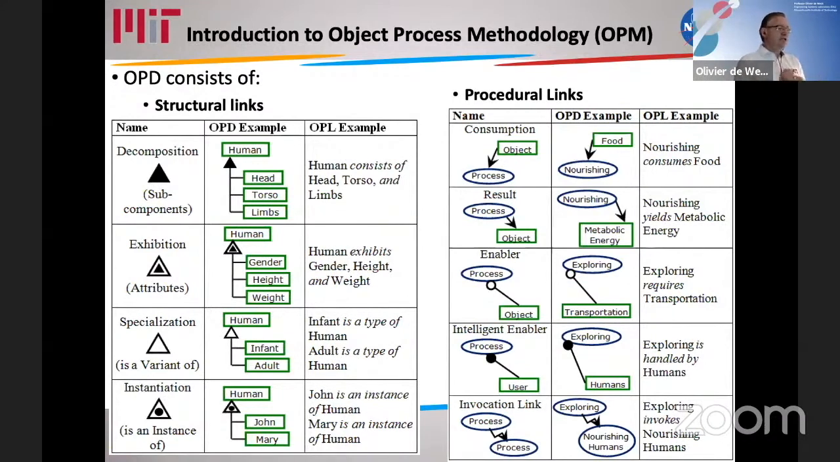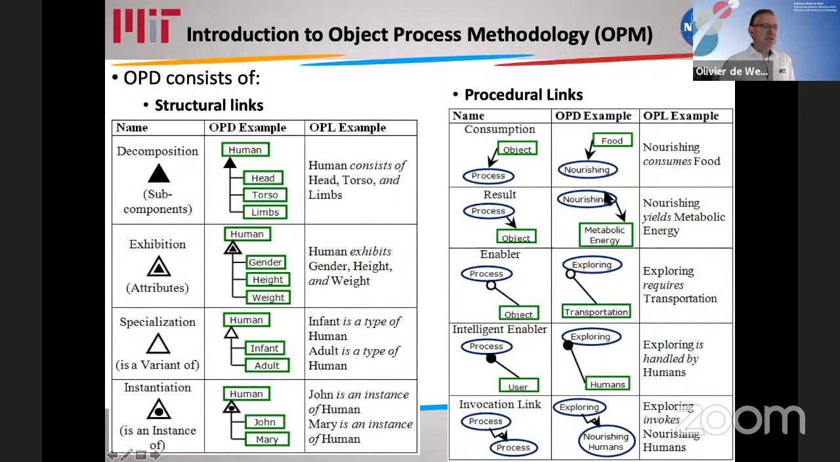And then instantiation: John and Mary are two instances of humans. You recognize some of these from computer science, concepts like inheritance, decomposition, exhibition. These are very important types of relationships between objects. And then procedural links, these are foundational links.